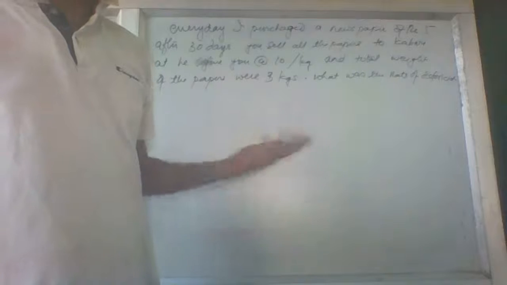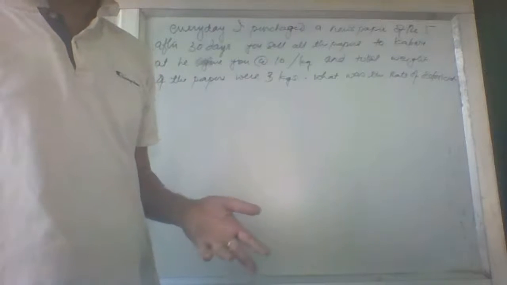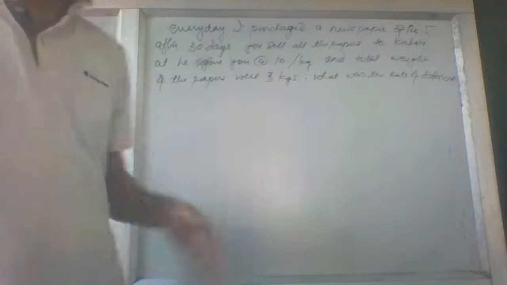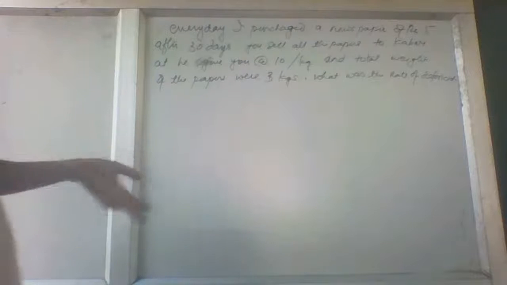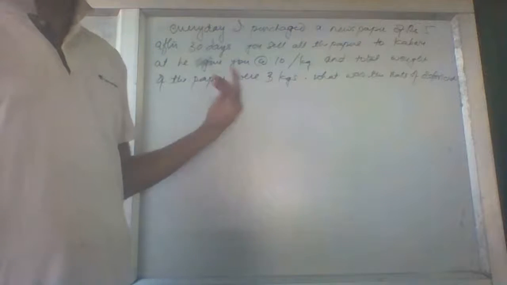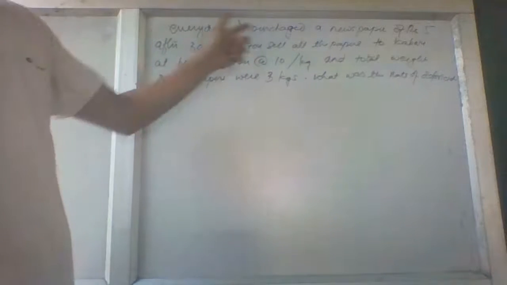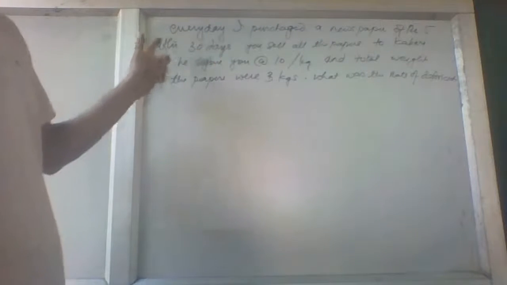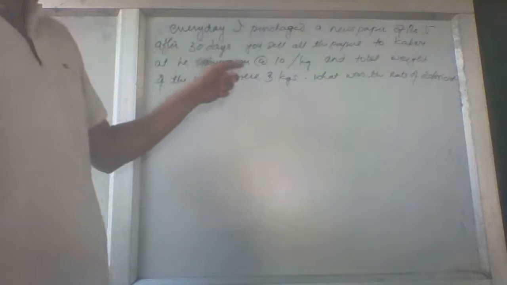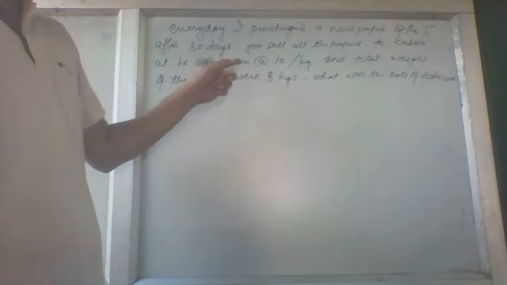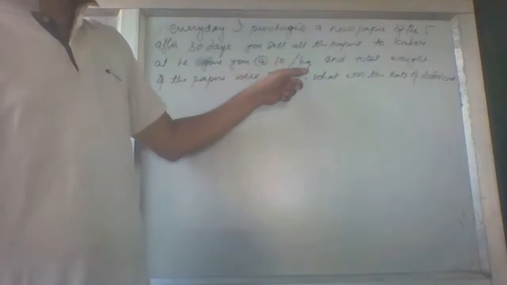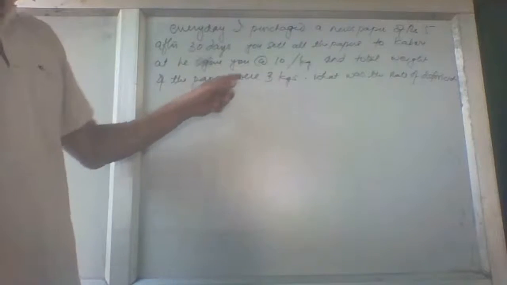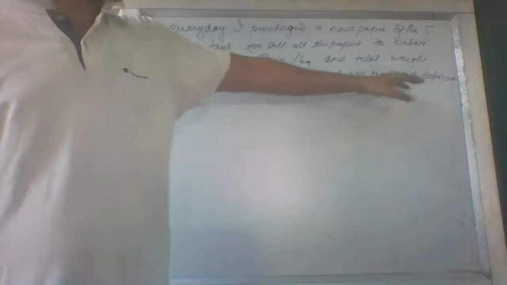See, now can you find it out? Where is the principal? Where is the amount? Where is the time? And what is the rate? Nothing is there, yeah? That is such an interesting question. Every day I purchase a newspaper of rupees 5. After 30 days, you sell all the papers to the kabadiwala, and he gives you money at the rate of 10 rupees per kg, and the total weight of the newspaper was 3 kgs. What was the rate of depreciation?